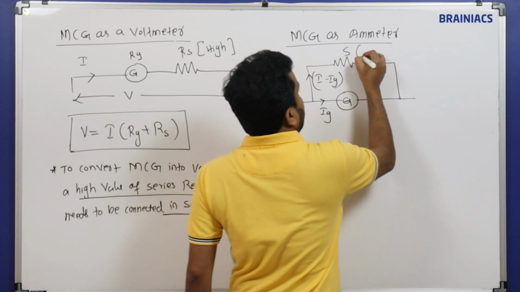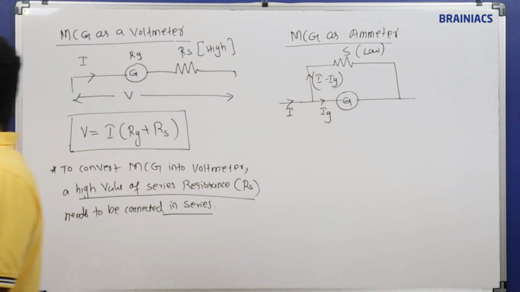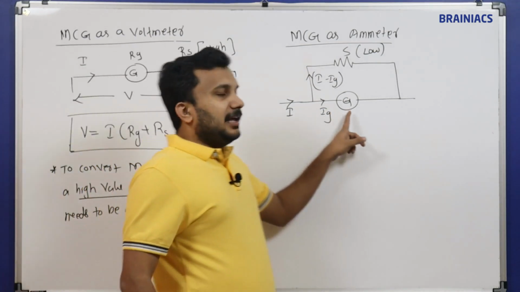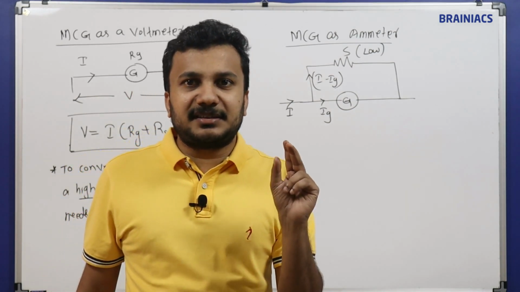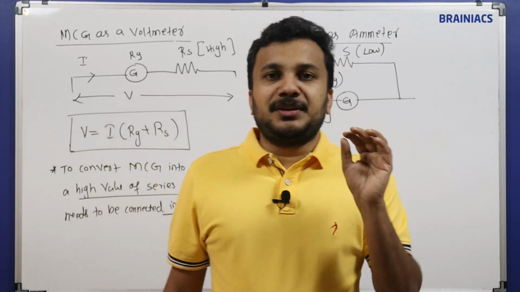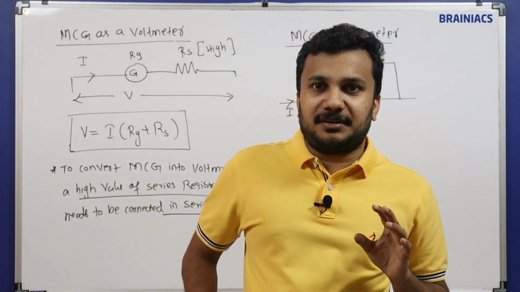Before going to the diagram, I will say why we are connecting a parallel resistance in the case of an ammeter. Why are we not connecting it in series? See, this galvanometer is a very sensitive device. Very sensitive means, listen to me, not the board. So this is very sensitive.